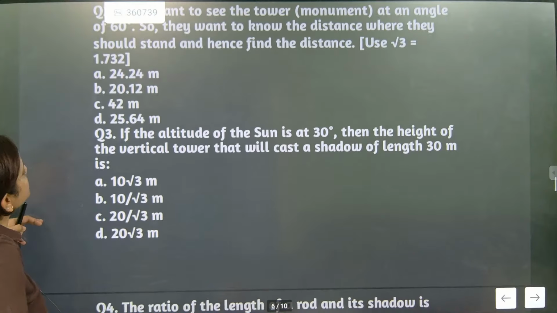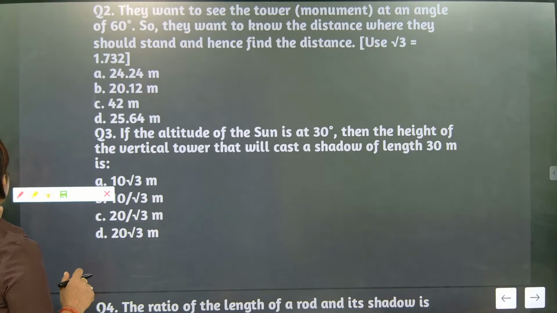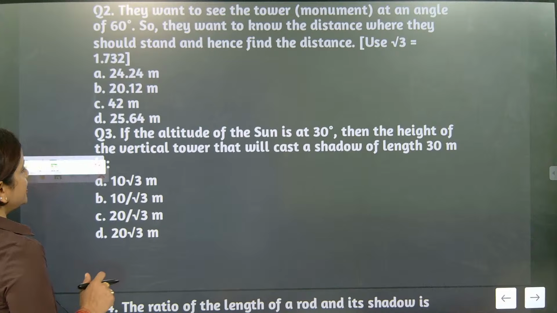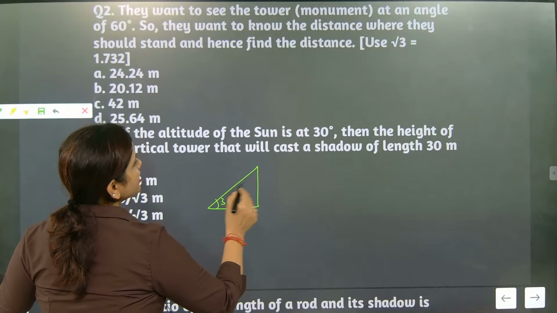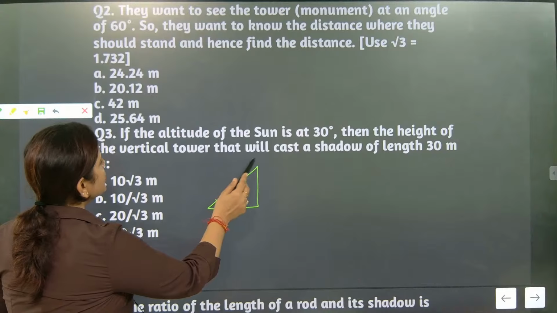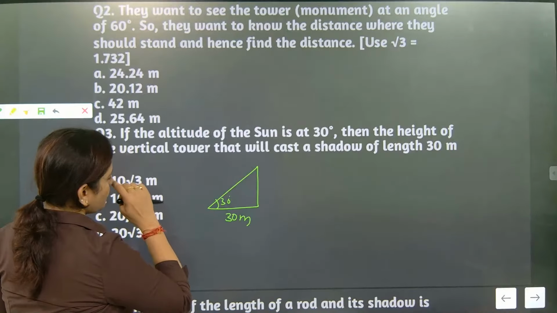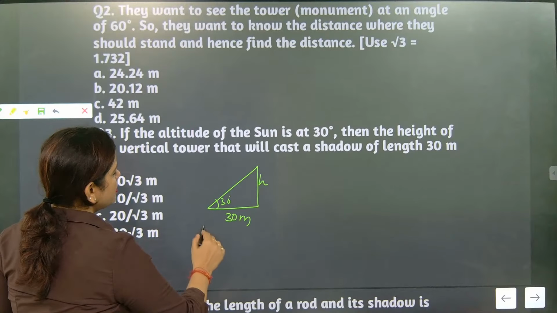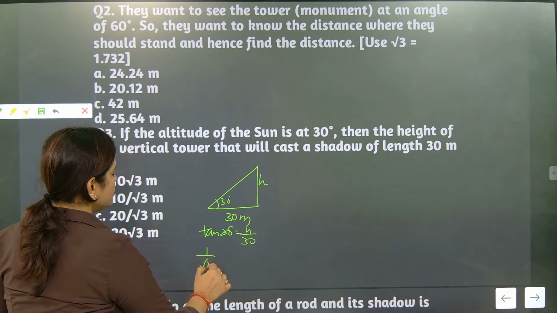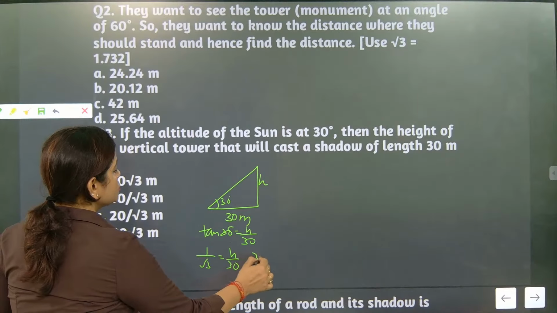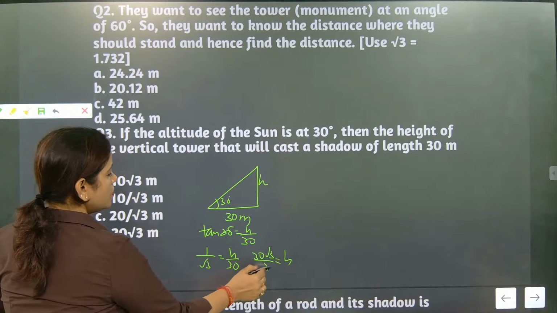So now next question is question number 3. If the altitude of the sun is 30 degrees, what is the altitude given here? Sun altitude is 30 degree. After that, what they are telling is the height of the vertical tower that will cast a shadow of length 30 meter. You have to find the height. So tan 30 degree is equal to h by 30. So 1 by root 3 is equal to h by 30. So 30 root 3 by 3 is equal to h. No, it is 10 root 3.